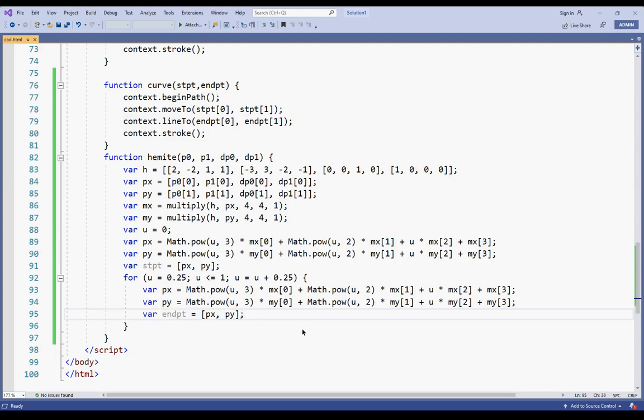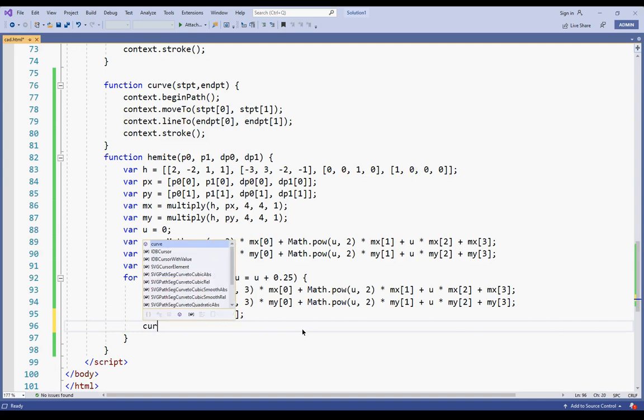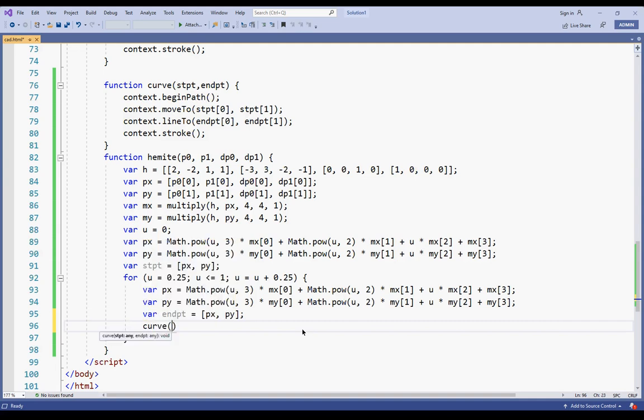Fine. So now what remains is drawing the curve. Now what does it require? It requires the start point, so I just pass on the start point, comma, it requires the end point, so I just pass on the end point. That's it. So this will draw me the curve. This is my first point and this is my second point. Within these two I got something.